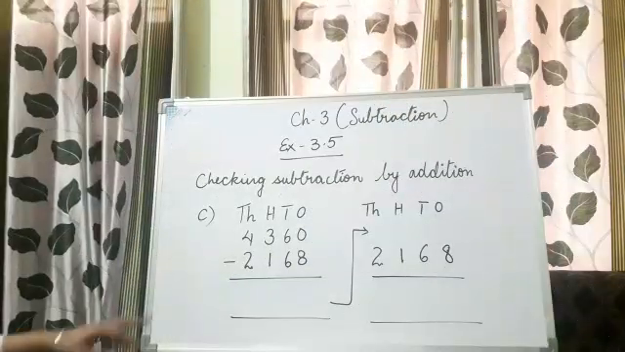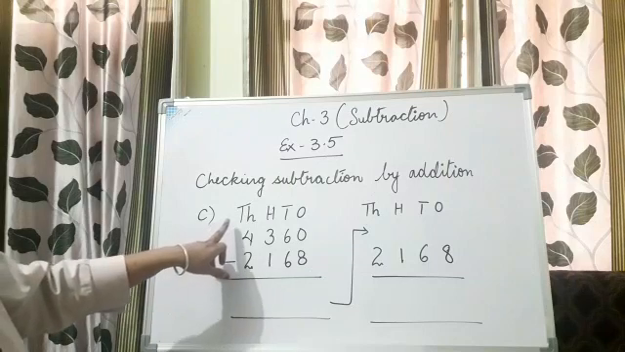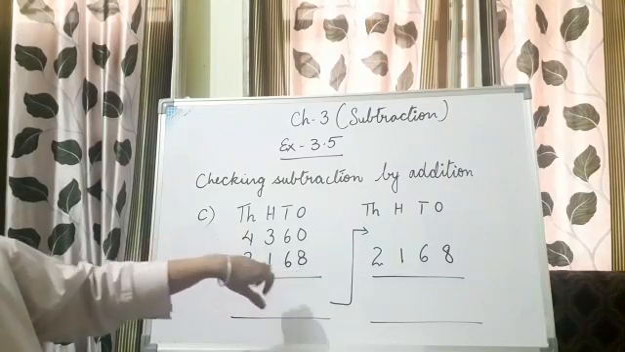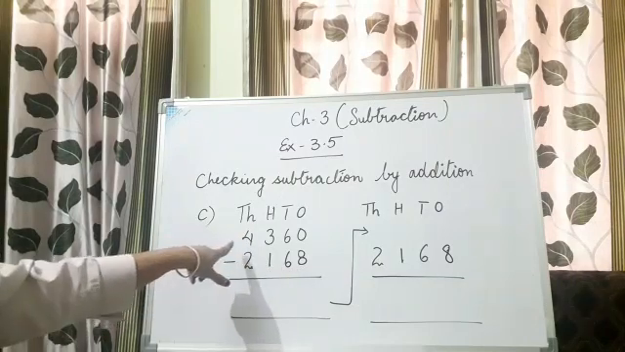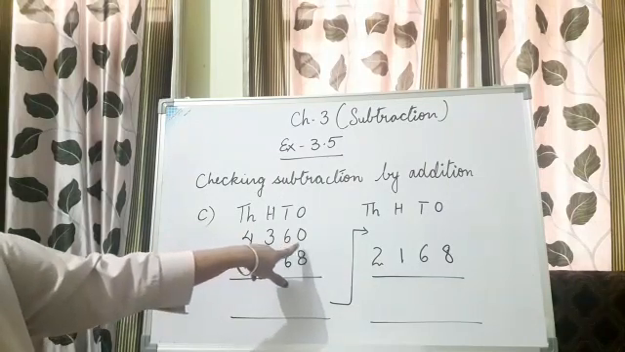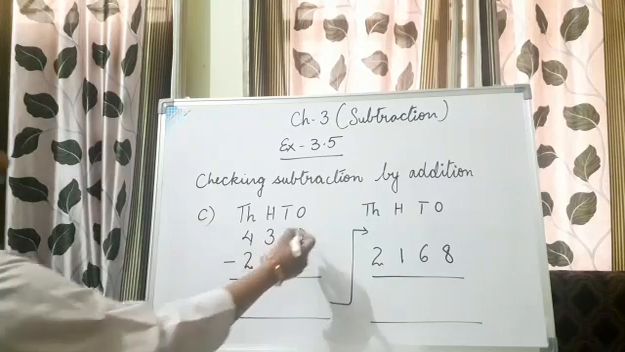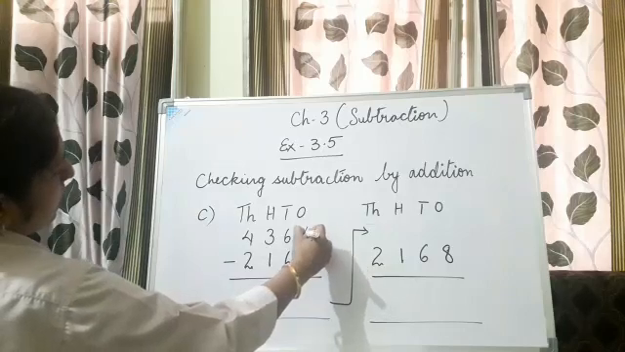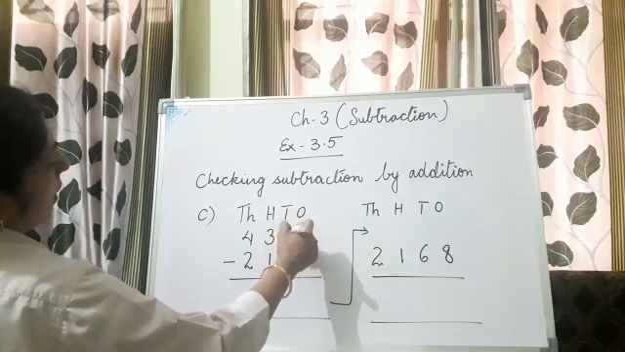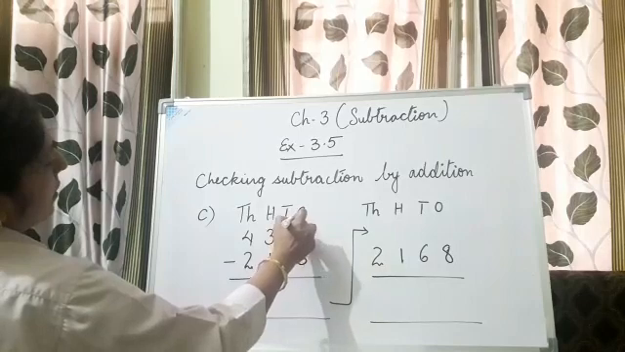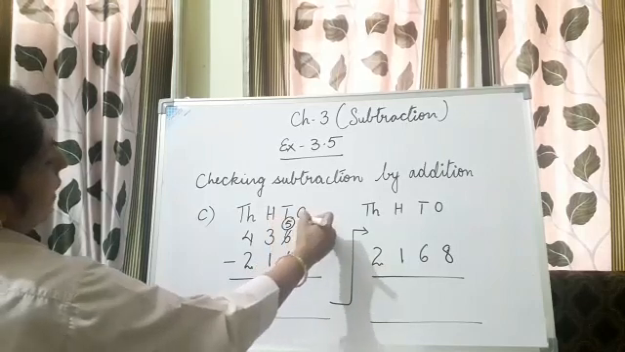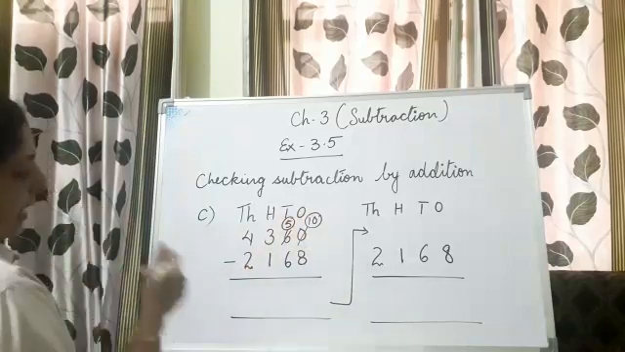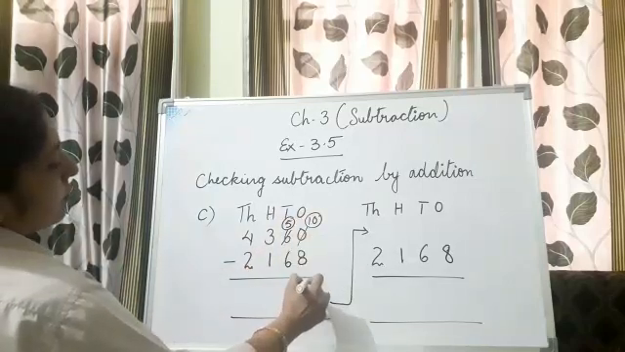Let's solve one more example. That is the C part of this question. 2168 has to be subtracted from 4360. Let's start the subtraction from the ones place. 0 cannot subtract 8. So 0 will borrow from its neighbor. Neighbor after lending becomes 5 here and 0 becomes 10. 10 minus 8 is 2.